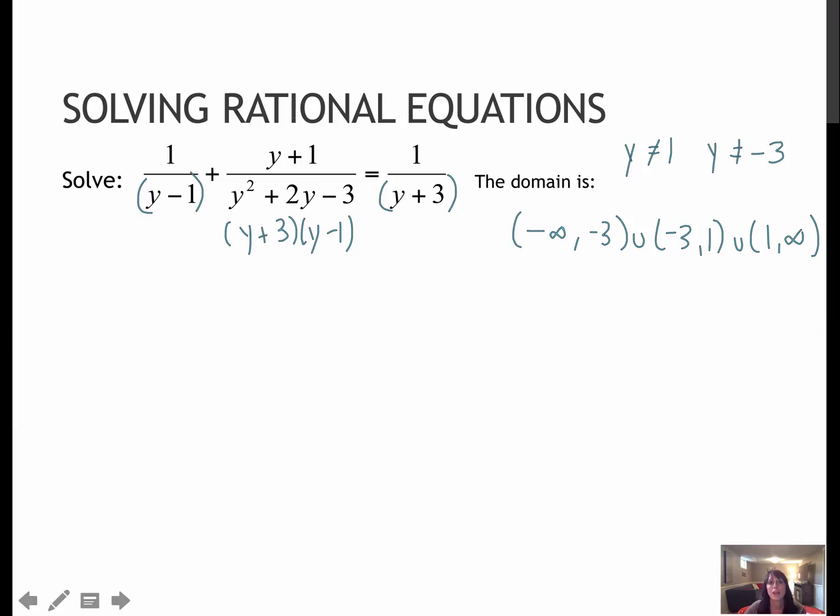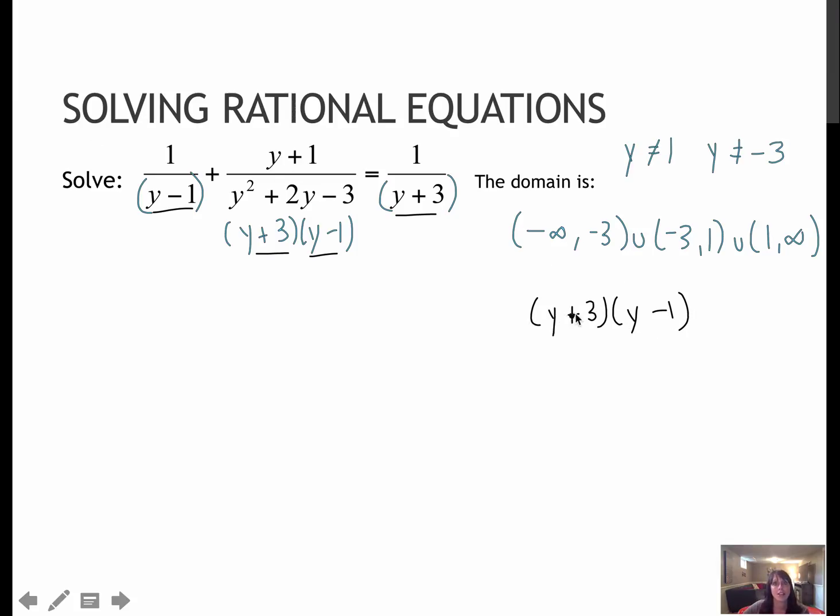Now, when I multiply everything by the least common denominator, the least common denominator will be y plus 3 and y minus 1, because y minus 1 happens once here and once here, so the most number of times is once, and y plus 3 happens once here and once here, so the most number of times is once.